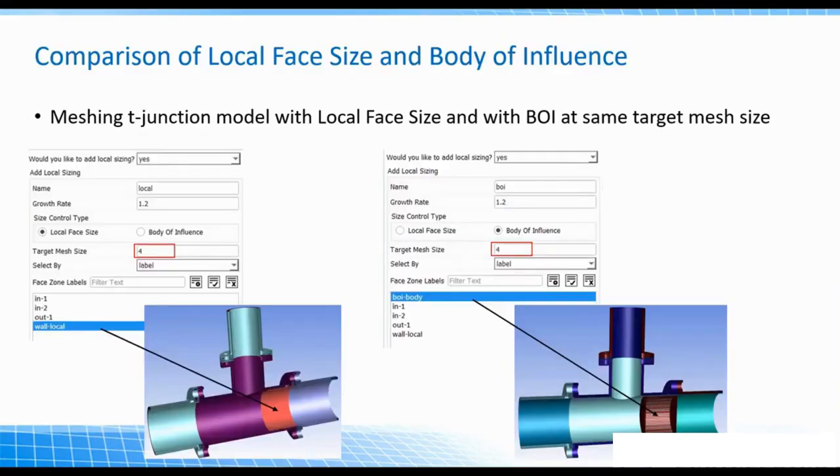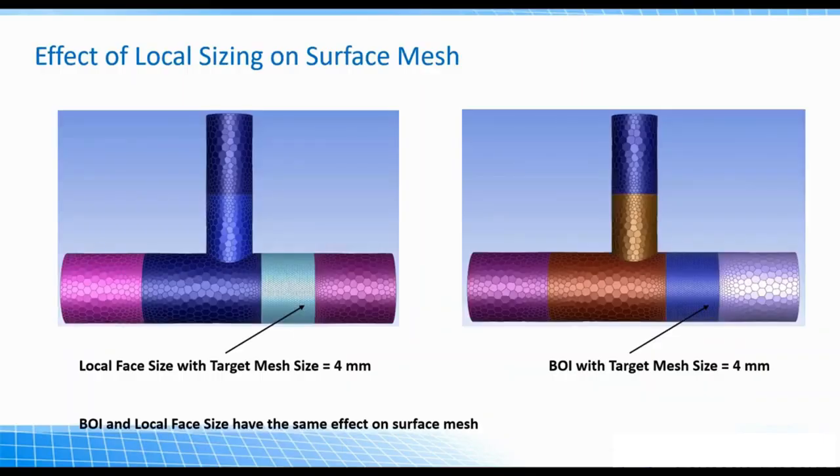So, a quick comparison between a local face size versus a body of influence. On the left side, we created a local face size on this geometry. You can see it's highlighted in orange there. And on the right side, we created a cylinder as a body of influence. And it's on the exact same part of the geometry, so we can compare them side by side. So this is what the surface mesh looks like. And of course, the same sizing of 4 millimeters was applied to both. From the outside, they look identical because the surface mesh and the body of influence overlapped identically.